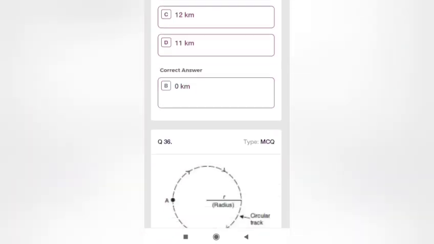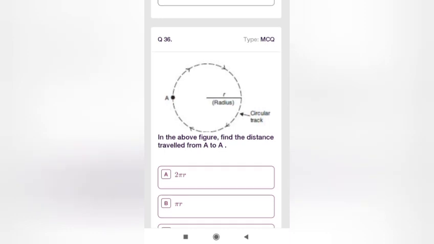That's right. So here in this figure, they have given a circular path and the radius is given. What will be the distance covered from A to A? So A to A, it's going to be the circumference, 2 pi r. Okay, option A is the correct answer.